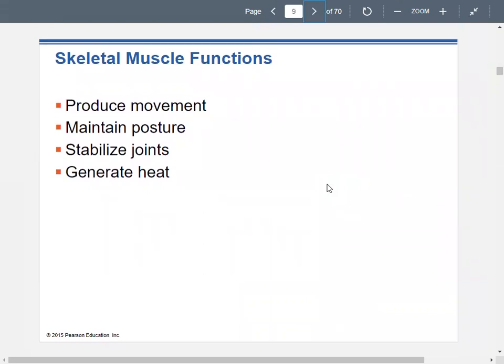Okay, functions of skeletal muscle. It allows you to move, right? It helps you maintain your posture. You may not be thinking about it right now, but how you sit, how you stand, how you walk, your muscles are helping you maintain your posture, okay? Muscles also help stabilize your joints, so they keep your joints in good shape. And they generate heat when they move, okay? They generate heat.